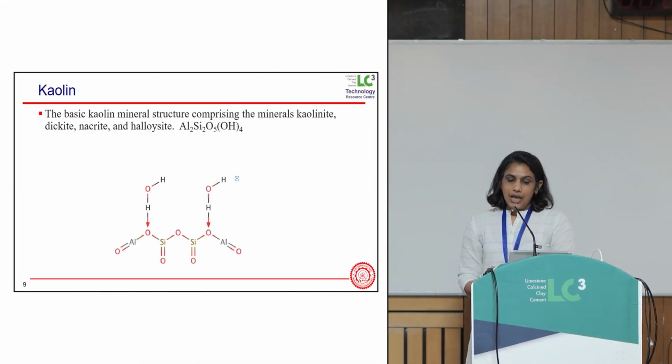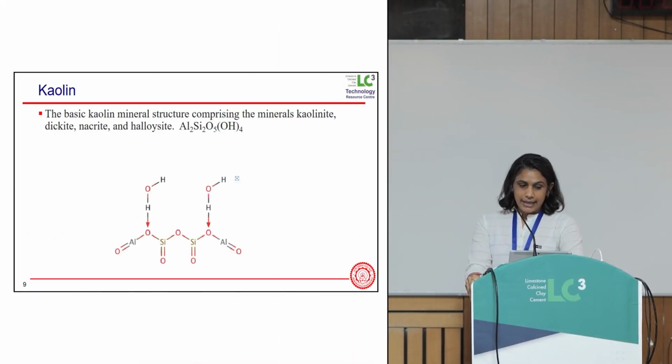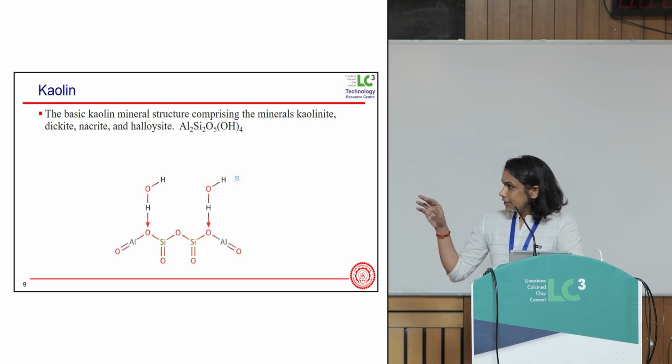Kaolin is a mineral composed of kaolinite, dickite, nacrite, and halloysite. Its chemical formula is Al2Si2O5(OH)4. Here I have displayed the molecular structure of kaolinite. As we can see, it contains 2 moles of crystalline water. So by using this information, we will be able to quantify and identify this kaolin mineral.